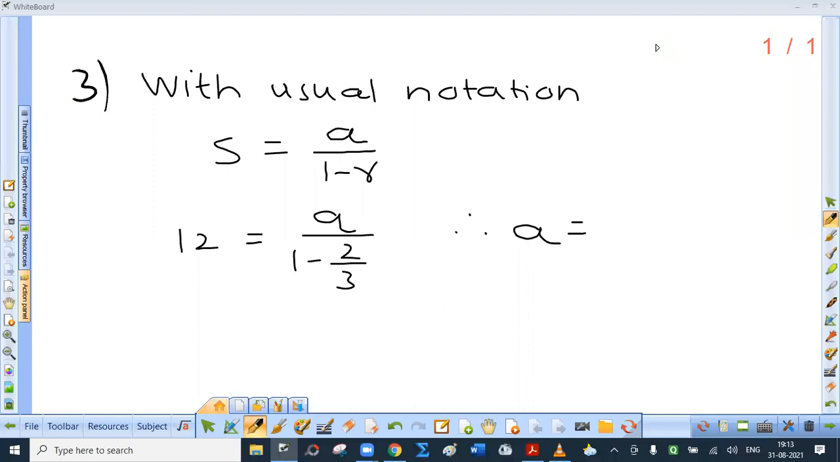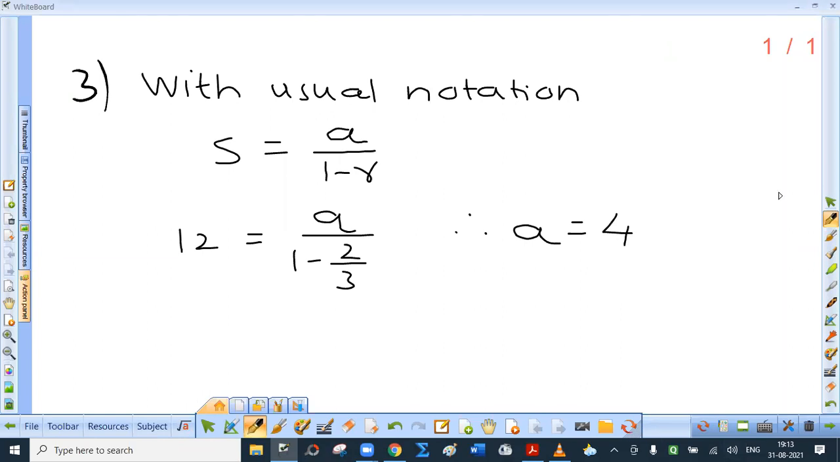Third sum, if the common ratio of a GP is 2 by 3 and sum to infinity is 12, find the first term. With usual notation, what is S? A upon 1 minus r. Substitute the values. So 12 is a upon 1 minus 2 by 3. That is 12 is a upon 1 by 3. So clearly a equal to 4.